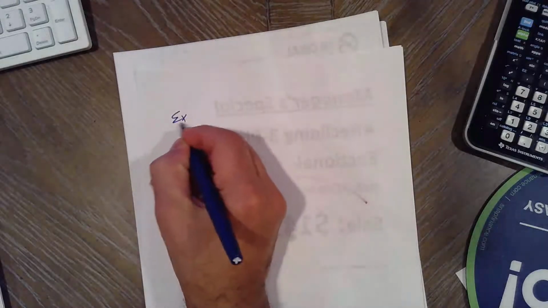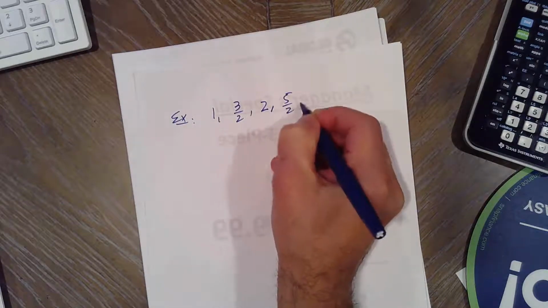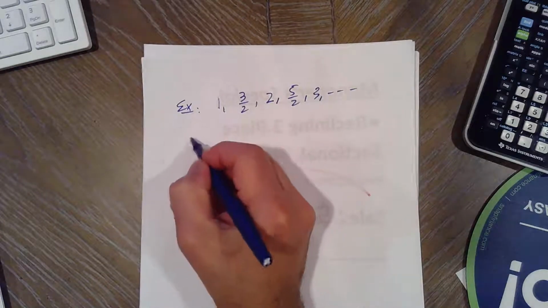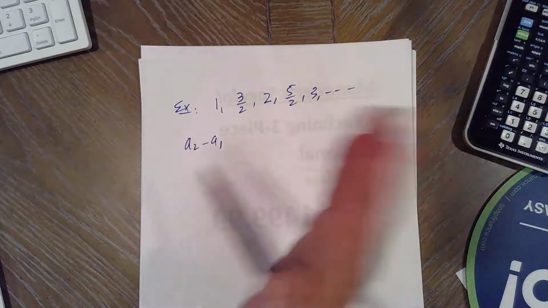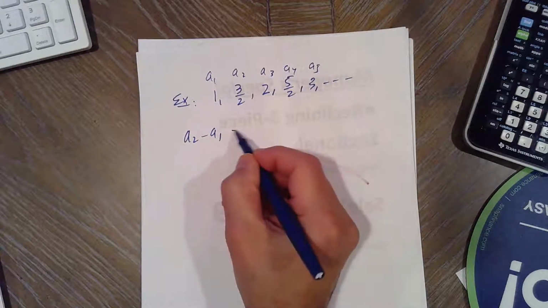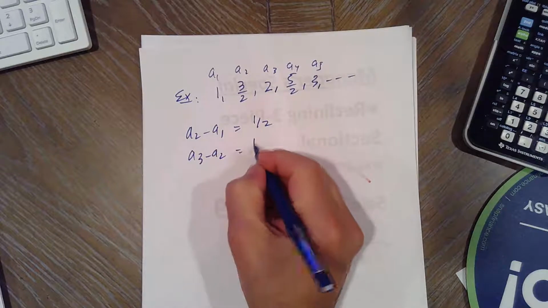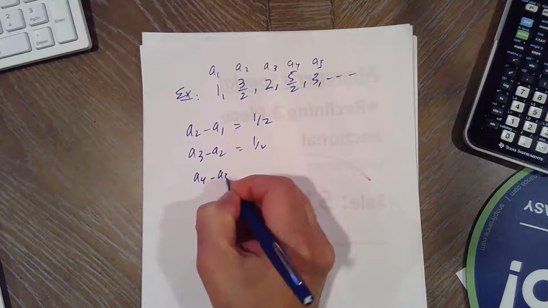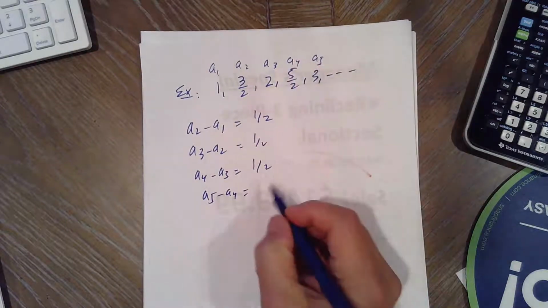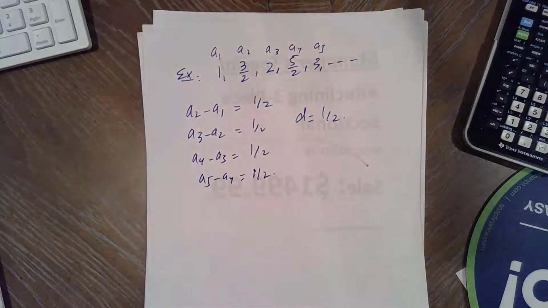So here's another example of an arithmetic sequence. 1, 3 over 2, 2, 5 over 2, 3, and so on. How do we check if it's arithmetic? Again, we do A2 minus A1, always the next minus the previous one. A2 minus A1 is 1/2. A3 minus A2, 2 minus 3/2, is 1/2. A4 minus A3 is 1/2. A5 minus A4, 3 minus 5/2, is 1/2. So that's it. Arithmetic with a common difference of 1/2.